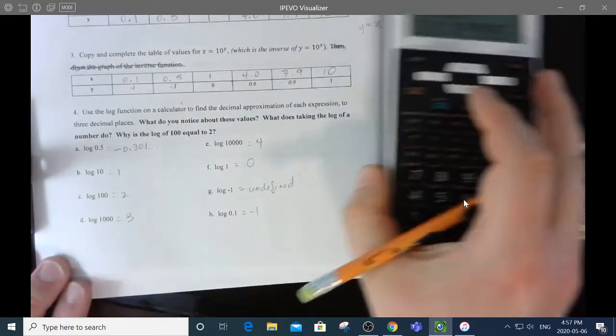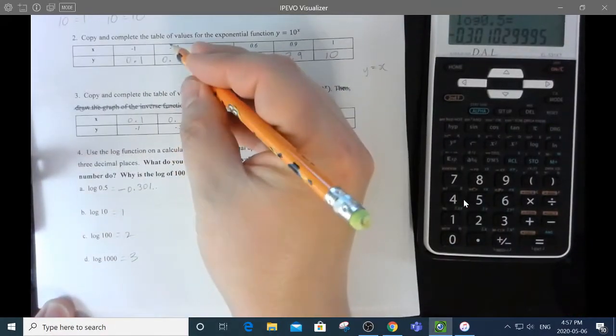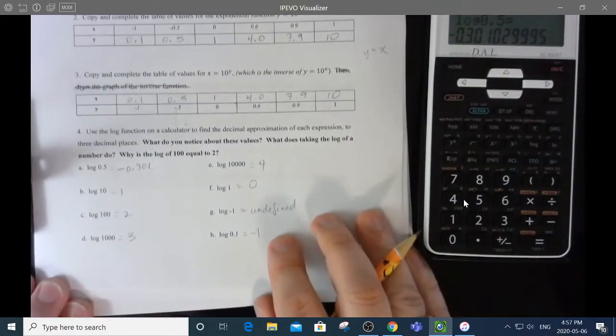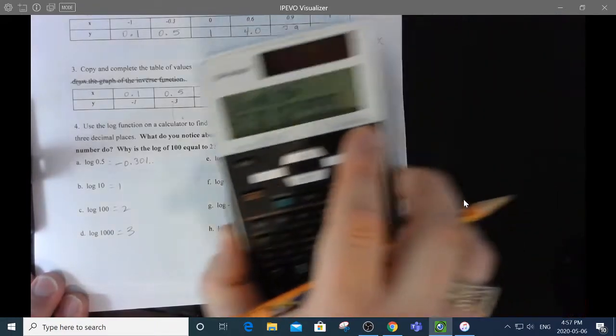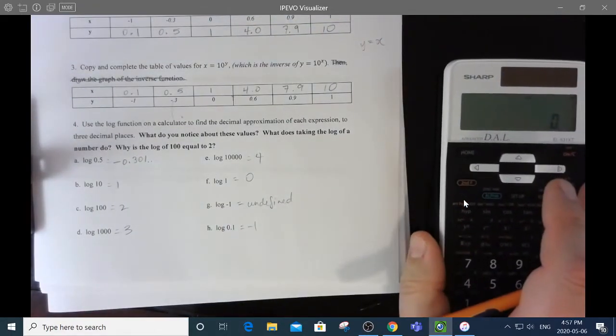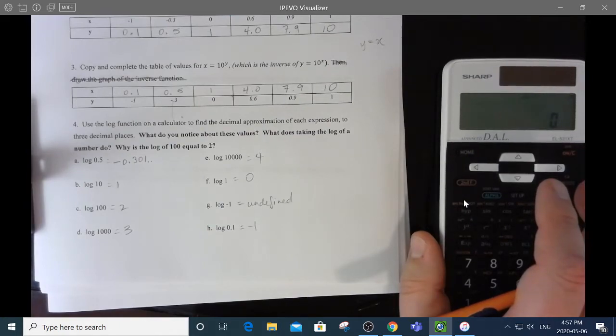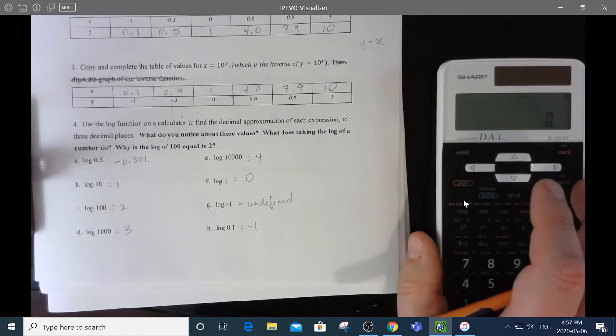And does that look familiar? Oh yeah, that's this column here. So the log of 0.5 is negative 0.301. What does that mean? Well, any ideas what taking a log of a number does?